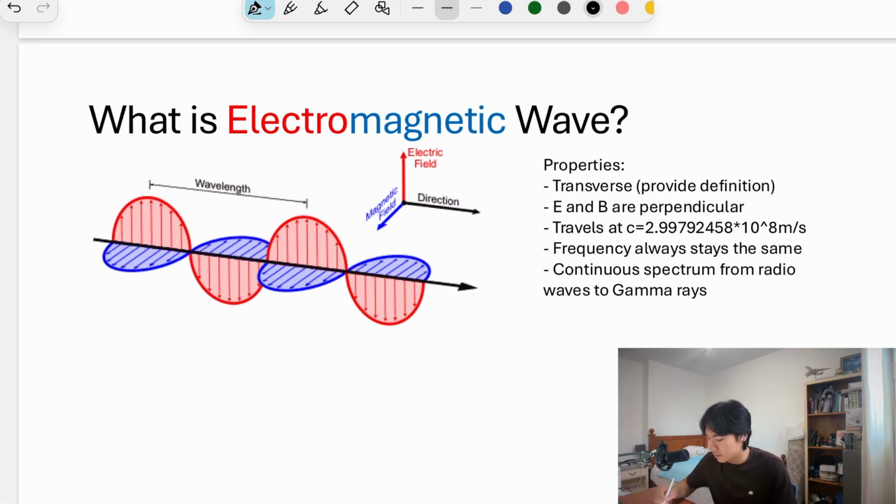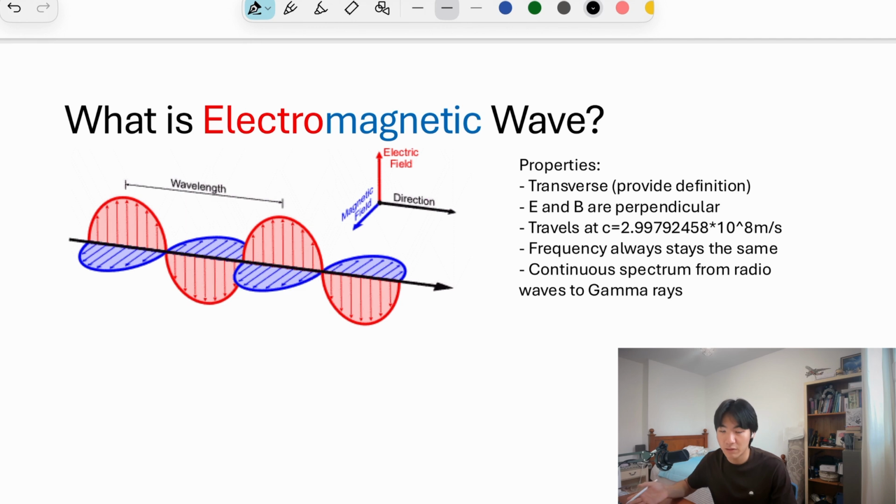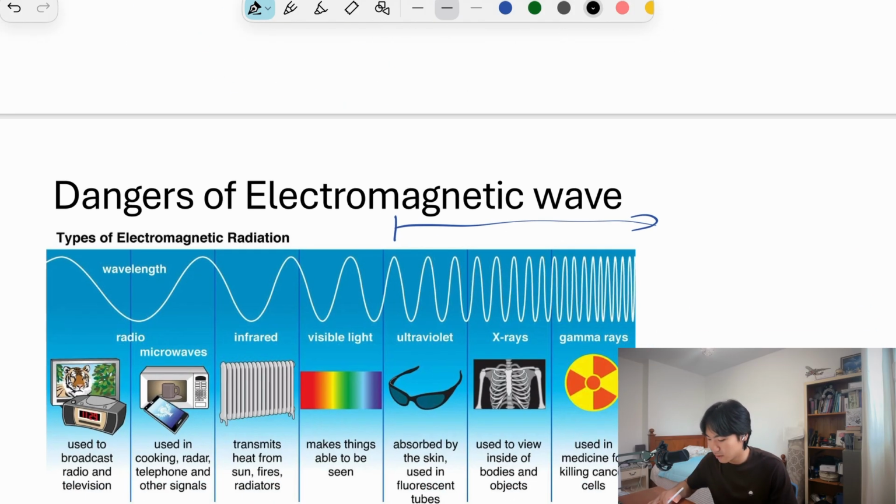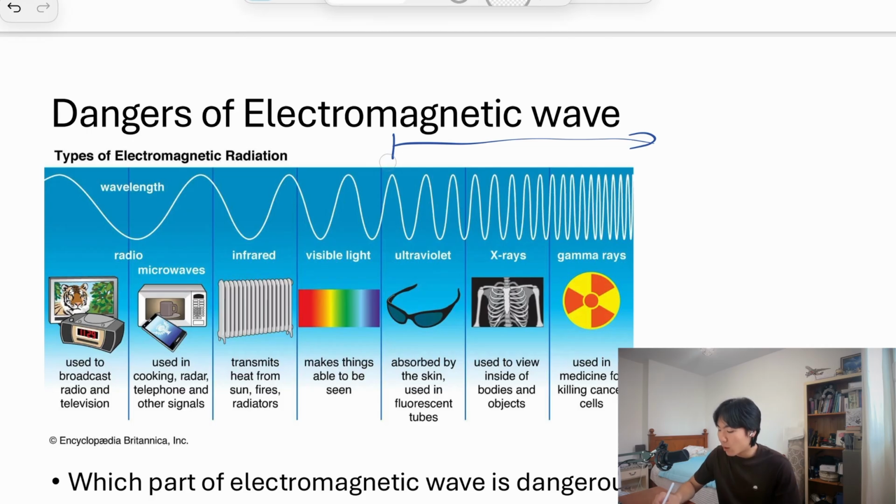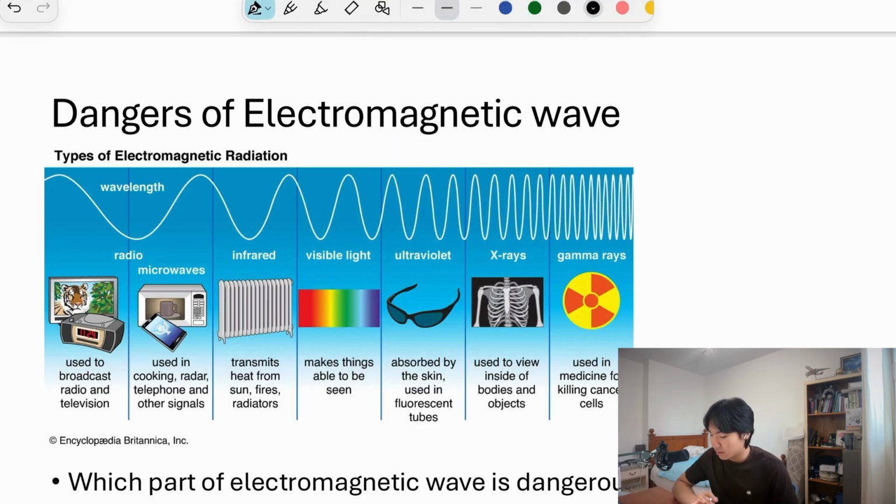And if you recall the electromagnetic wave spectrum, it goes from radio, micro, infrared, visible, UV, X-ray, and gamma. That should be the order that you remember the electromagnetic spectrum in. Okay, which part of the electromagnetic spectrum is dangerous? I'll give you a couple of seconds to think of it.